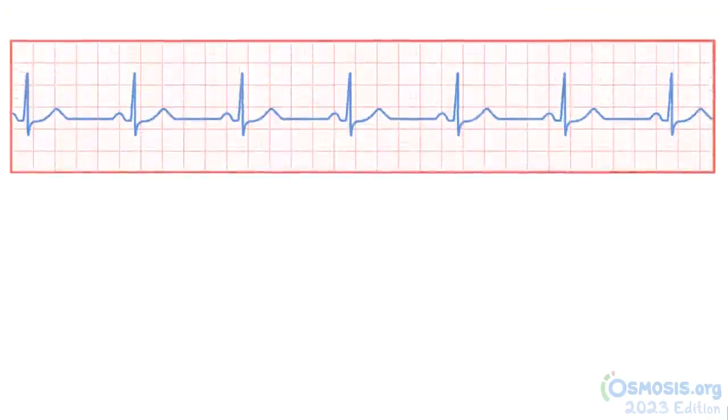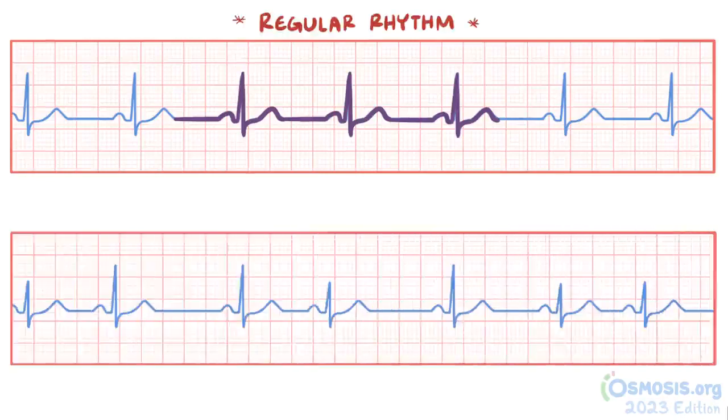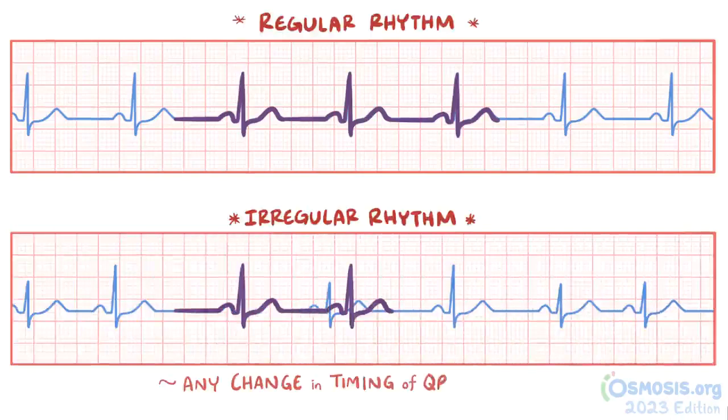Normally on an ECG, one waveform with its P wave, QRS complex, and T wave looks just like the next one, almost like they were just copied and pasted one right after another. And that's how a regular rhythm looks. An irregular rhythm, on the other hand, is when there's any change in the timing of the QRS complexes.